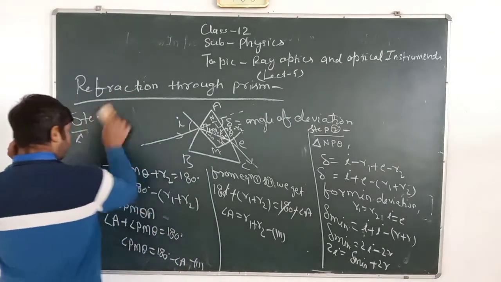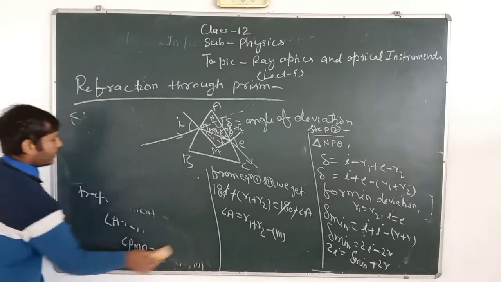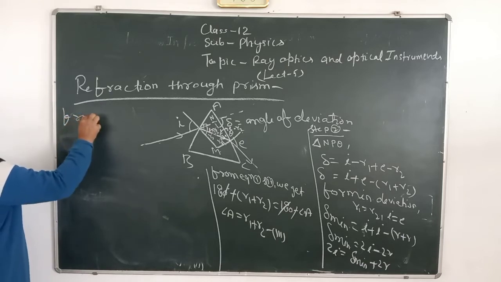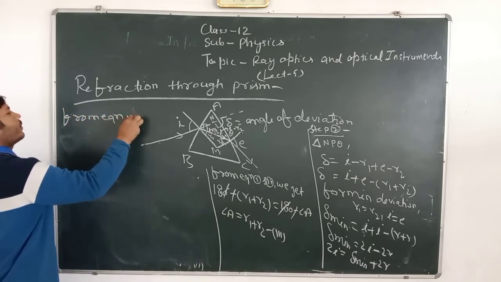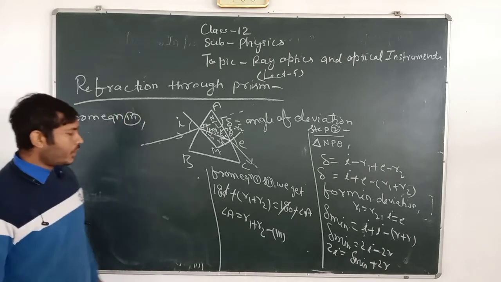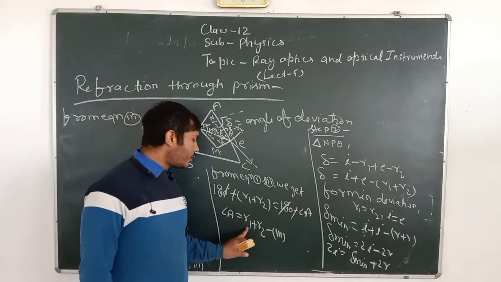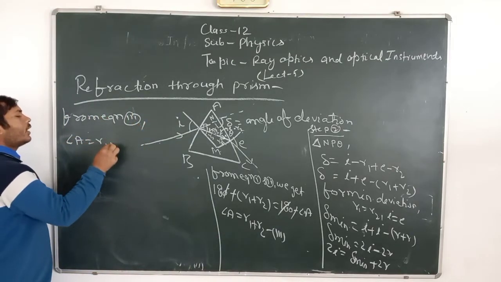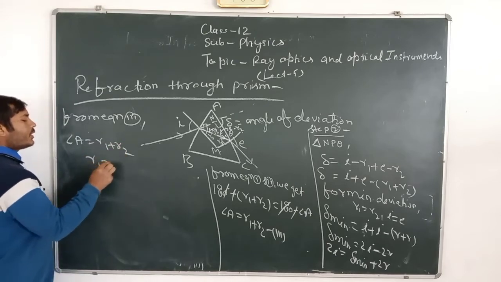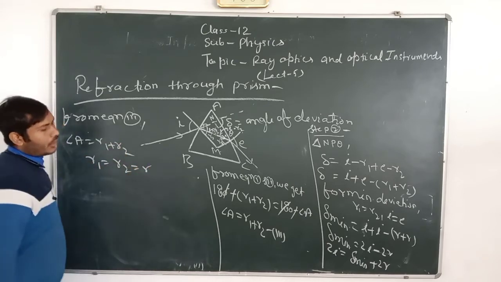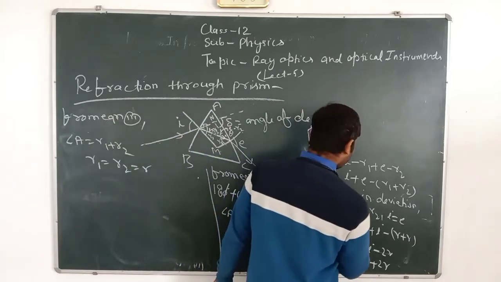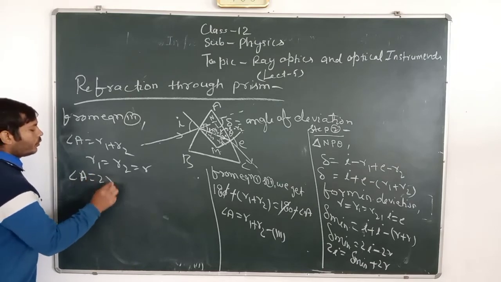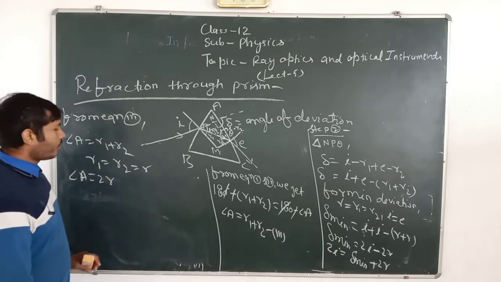But from equation 3, what is equation number 3? Equation number 3 is angle A is equal to R1 plus R2. So I'm writing here, angle A will be equal to R1 plus R2. But R1 is equal to R2, let us say it is R. So angle A will be equal to 2R.